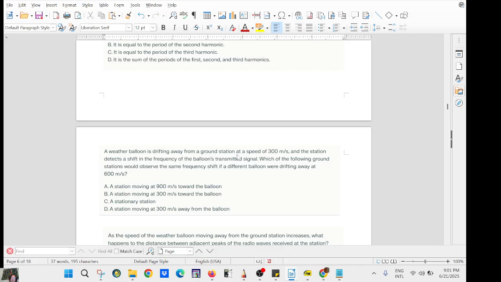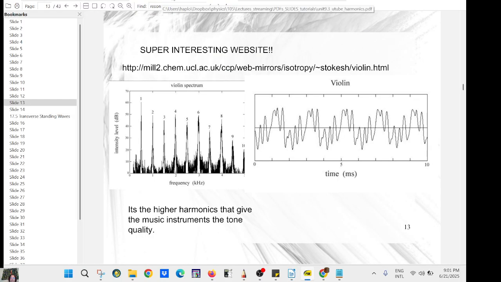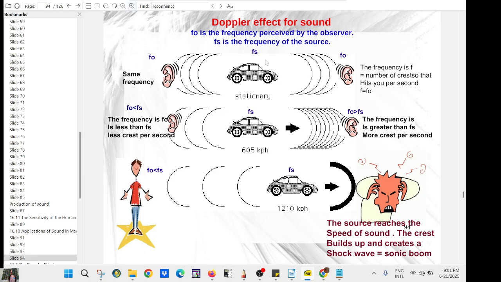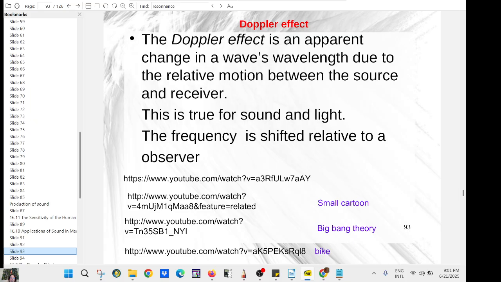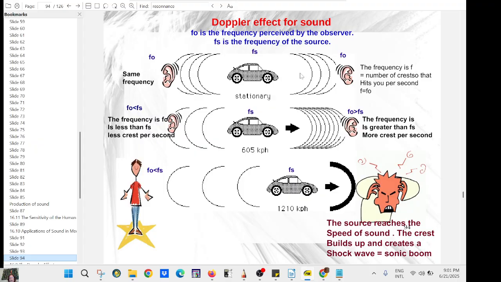Okay, so this is about the Doppler effect. So Doppler effect again. Here, you see, for example, you have a source and an observer. There is an apparent shift in frequency if the source or the observer is moving relative to each other. So as this one is moving toward that, you decrease the wavelength, you increase the frequency. If it's moving away from the observer, you increase the wavelength, decrease the frequency.